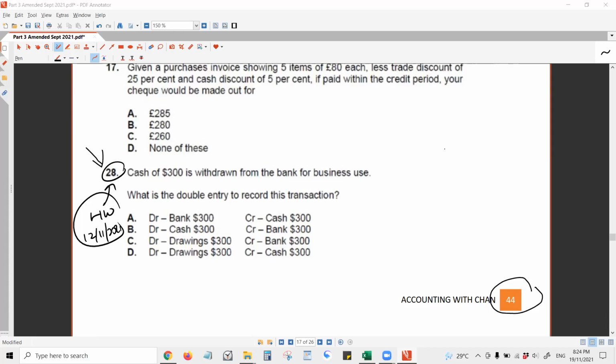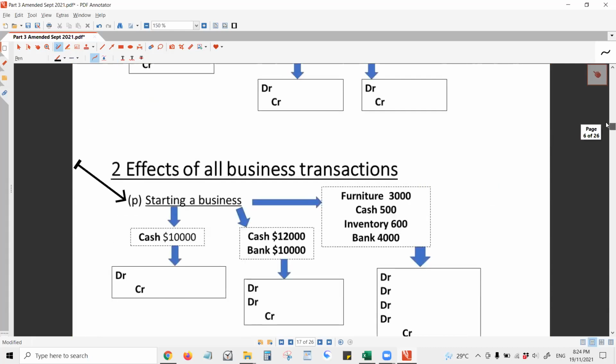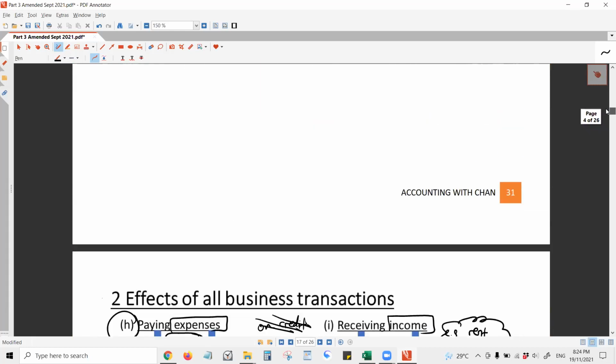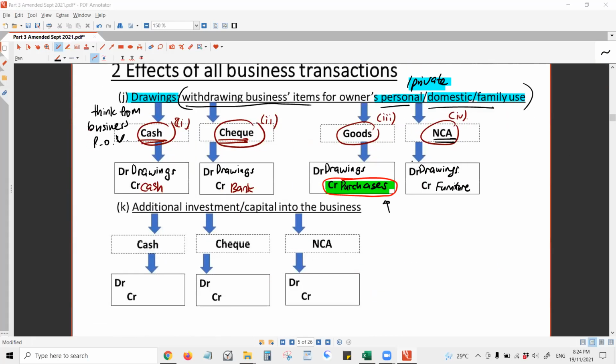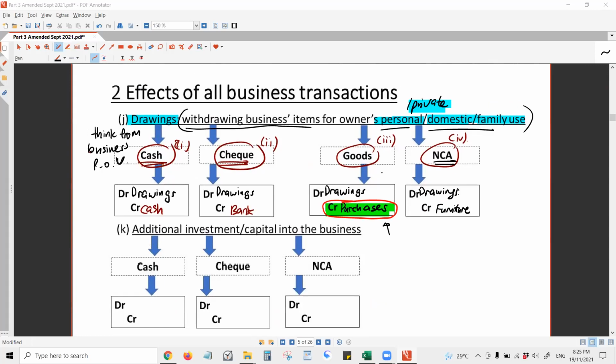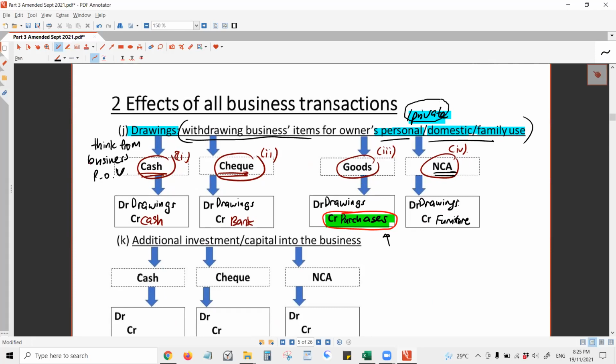A common mistake made by students is they choose drawings. This is not drawings. So recall how to see whether something is drawings or not. You must have the term personal use. Let me scroll through here. This is what we went through before we dismissed last week. Drawings mean you take something out of the business for personal use. You use the business items personally. Or you have the word private use, or domestic use, or own use. Just now we saw one question with the word own. Own use, private use, personal, domestic, or family.